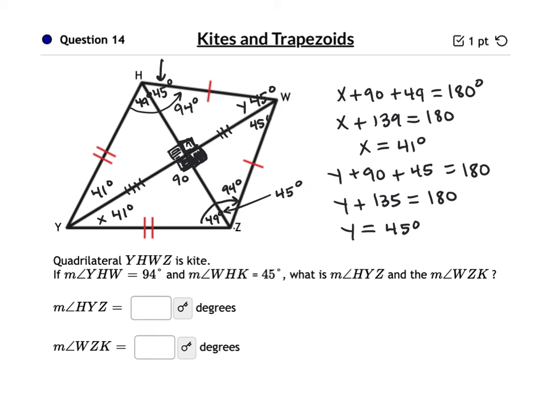We're trying to find the measure of HYZ. That's this whole angle right here. So it'd be 41 and 41. It's 82 degrees. And WZK. K was right there, I kind of blocked it out. That is 45 degrees.